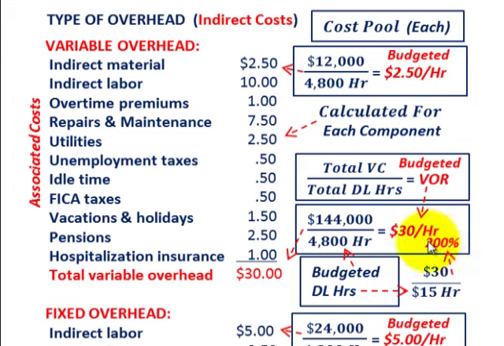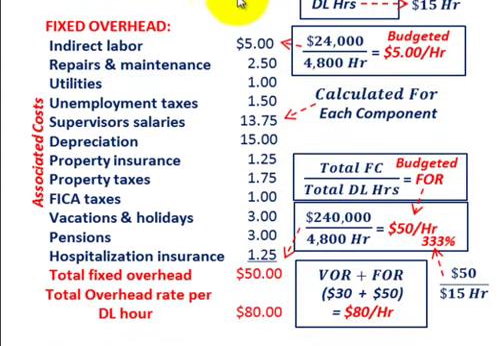If you can figure it out in terms of a percentage, where you divide your direct labor cost per hour into your total variable overhead, you're going to get some percentage, and that can become handy. Okay, so we've looked at our variable overhead. Now let's go down and look at our fixed overhead.